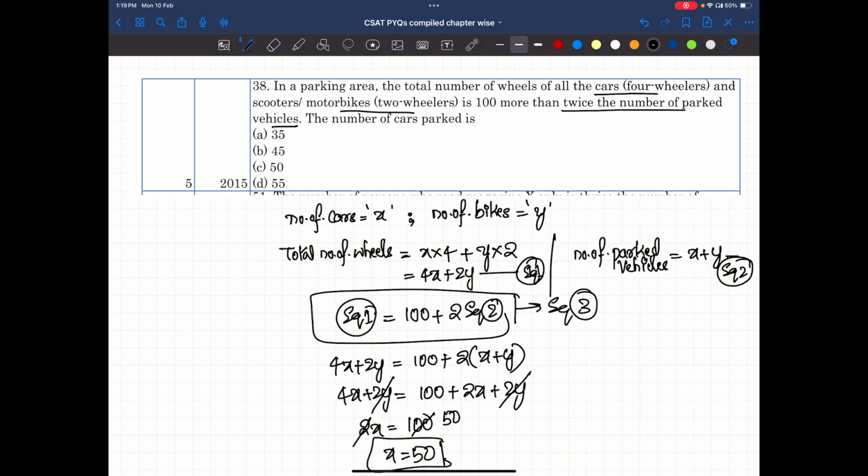But the shortcut is, when it is given that the total number of cars and bikes, see, cars have 4 wheels and bikes have 2 wheels, and it is saying that twice the number of parked vehicles. So ultimately everything gets cancelled out and this 100 will be left over. The shortcut is 100 by 2, because the difference between the number of wheels is 4 minus 2, that is 2. So directly the answer will be 50.